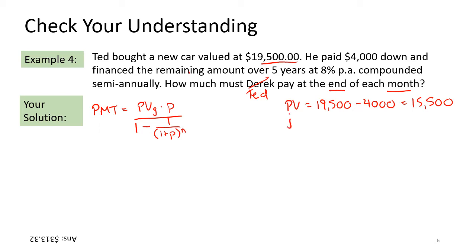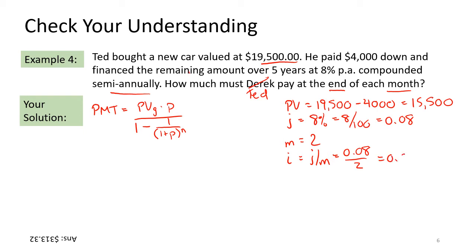His nominal rate of interest is 8%, which is 8 divided by 100, removing the percentage sign, or 0.08. His interest is compounded semi-annually, so that means M is 2. So his periodic interest rate, I, is J divided by M, or 0.08 divided by 2, which gives you 0.04.